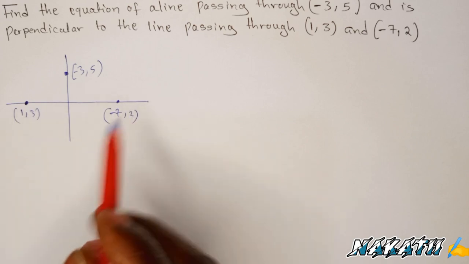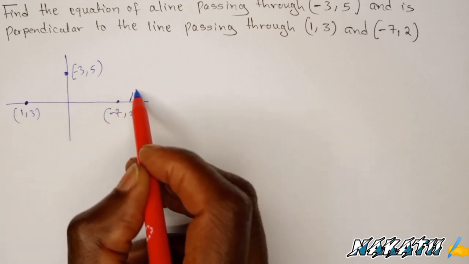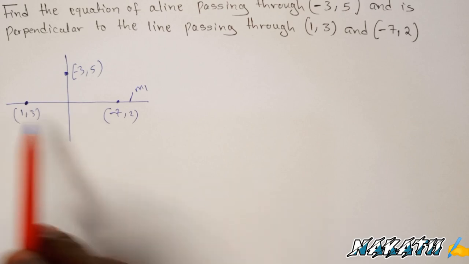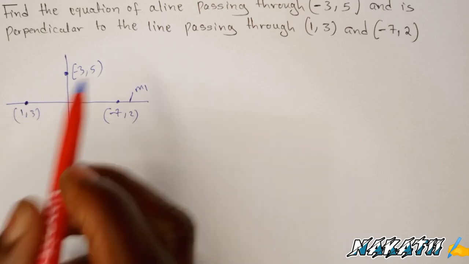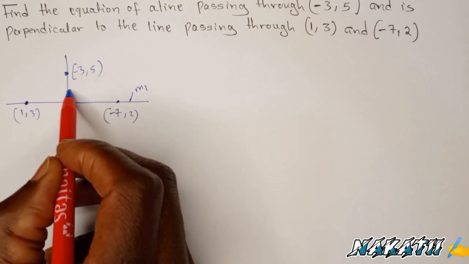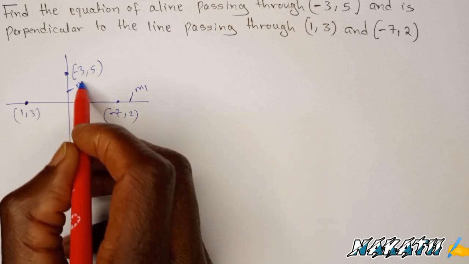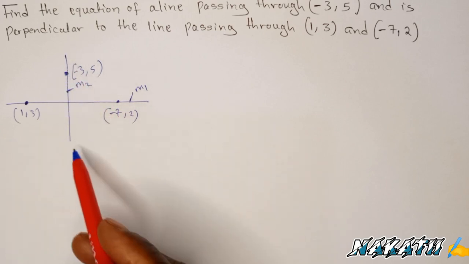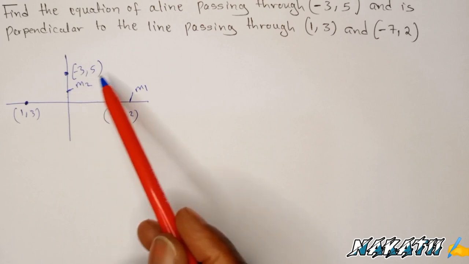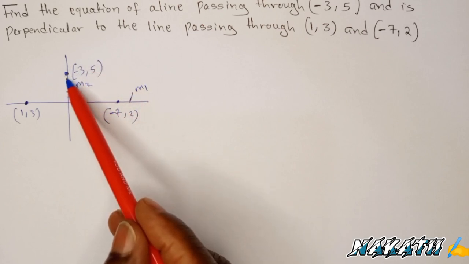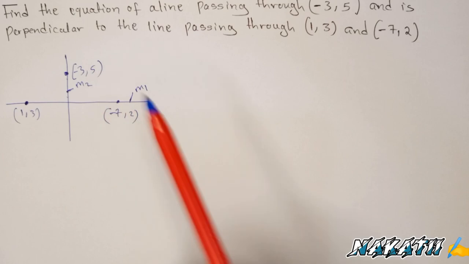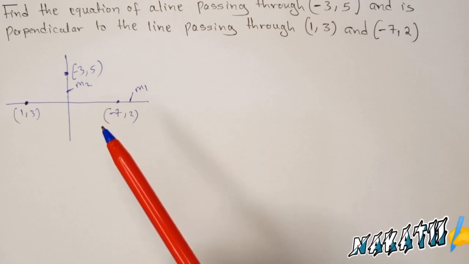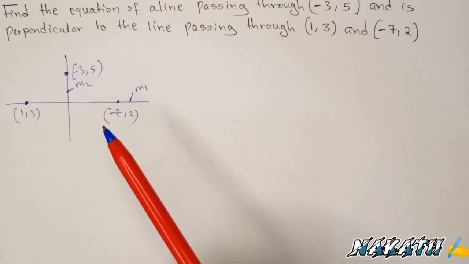So what we do, we find the gradient of this line because it's the easiest you can find, because you have 2 points. Then we can use the concept of perpendicular lines. Then we find M2, which is the gradient of this one. If you have the gradient of this one, and we have a point that is passing through this line and an arbitrary point, then you can easily get the equation of that line.